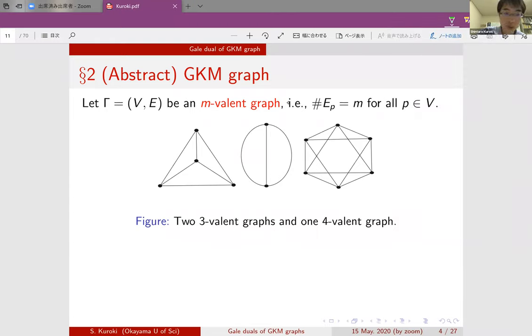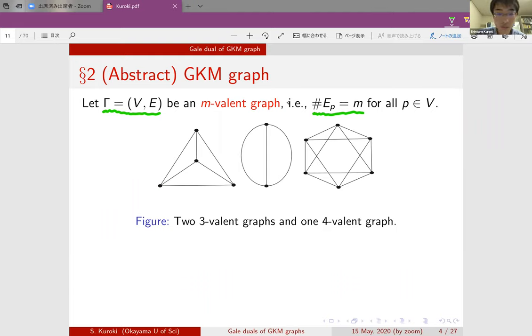Okay, so let's say gamma equals (V, E), with V the vertices and E the edges. And we assume that this graph is an m-valent graph. Valent means that all vertices have exactly m outgoing edges. E_p means the outgoing edges from the vertex p.